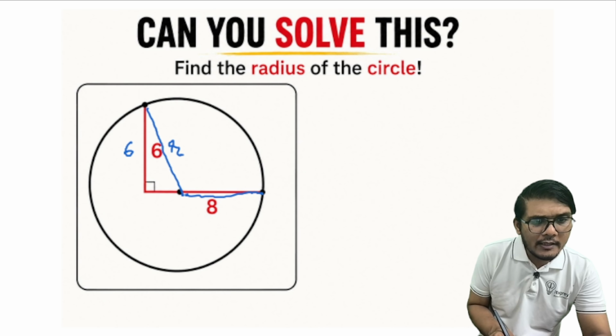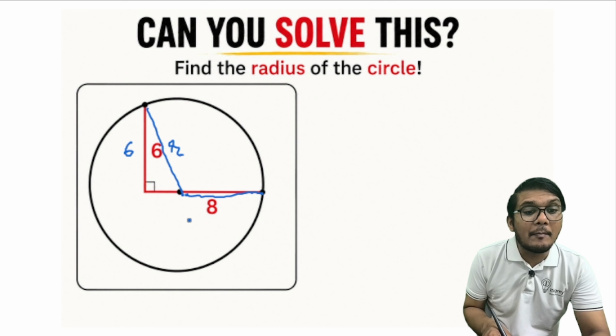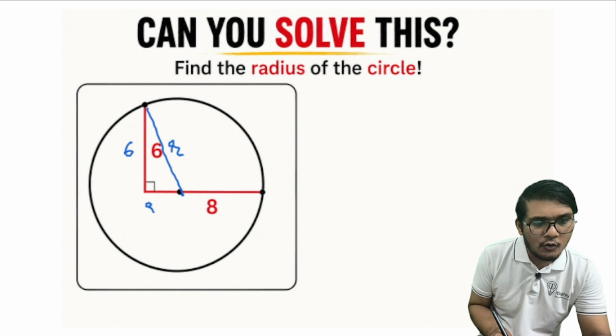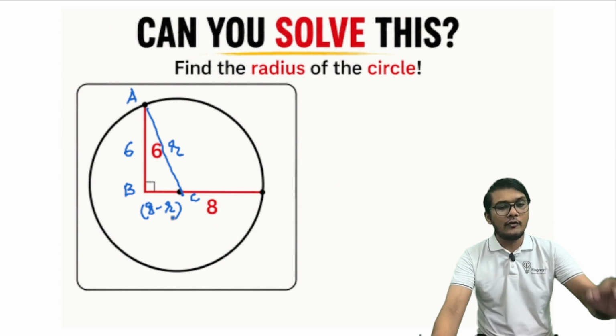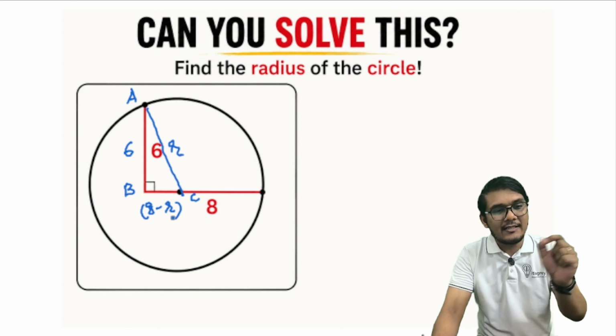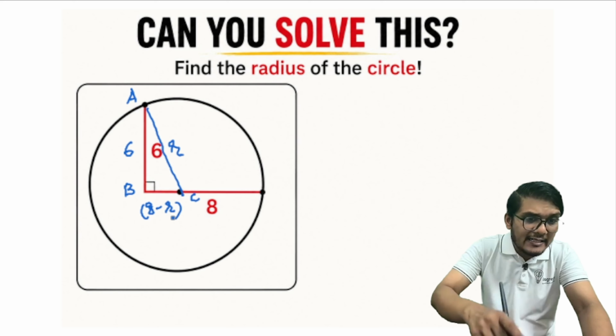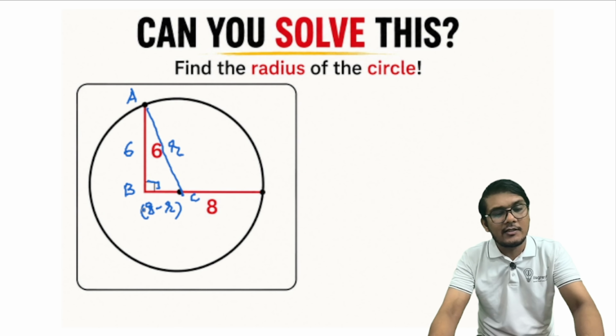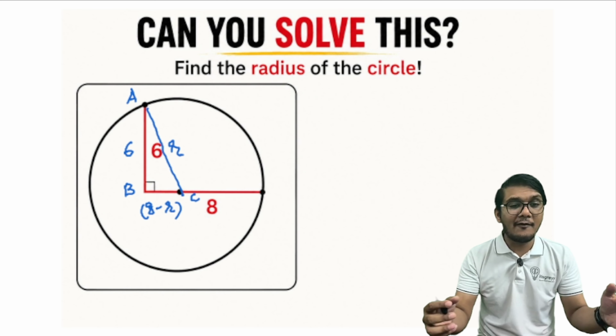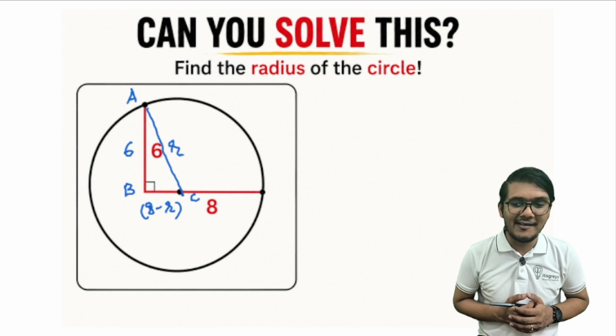Correct. So what does this distance become? This distance becomes 8 minus r. So you will know that this distance is 8 minus r, this distance is 6 and this is r. So if I name this triangle A, B and C, you will know that AB is 6, BC is 8 minus r and AC is r. At the same time, it is given to us that this is a right angle. So we have for ourselves a right angled triangle.